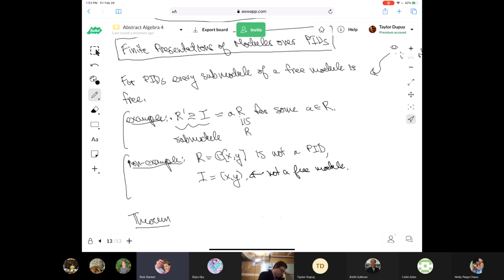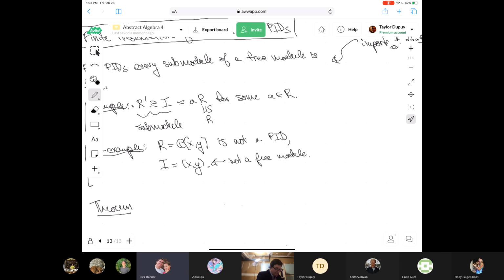It's not generated by... well, it is generated. It's finitely generated. It's generated by two things. But notice that if M1 is X and M2 is Y, then we have the relation Y M1 minus X M2 is equal to 0. So this is a relation among the two generators, and therefore not free.